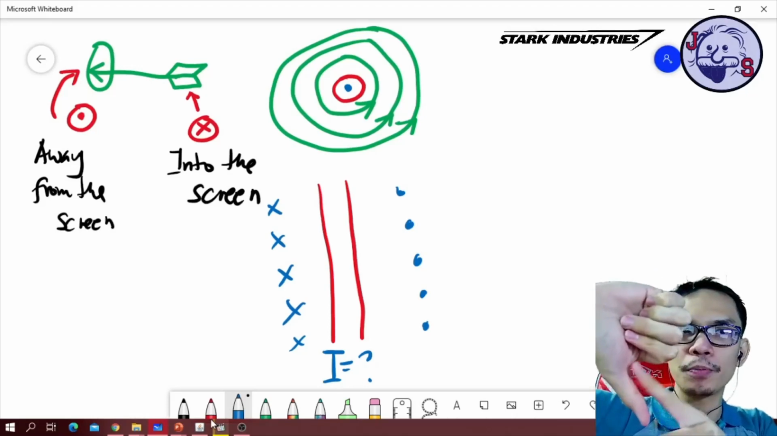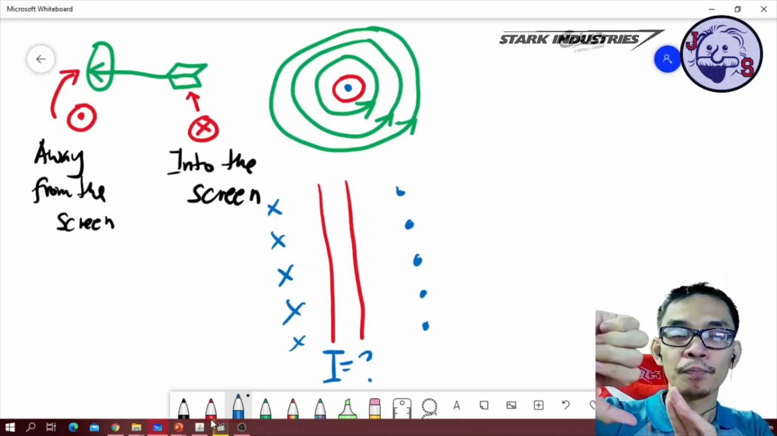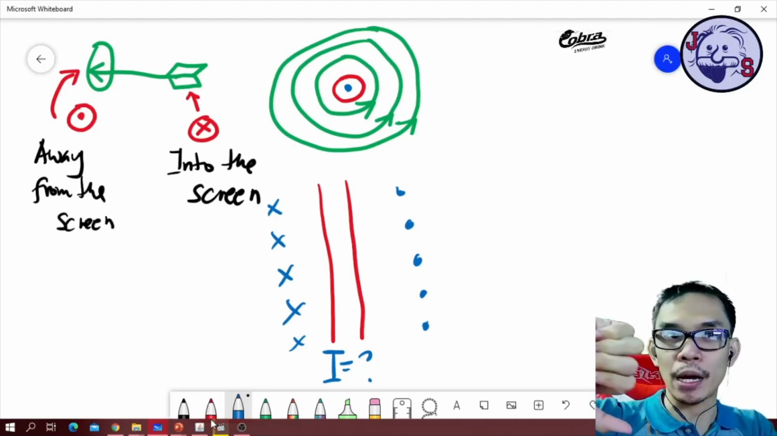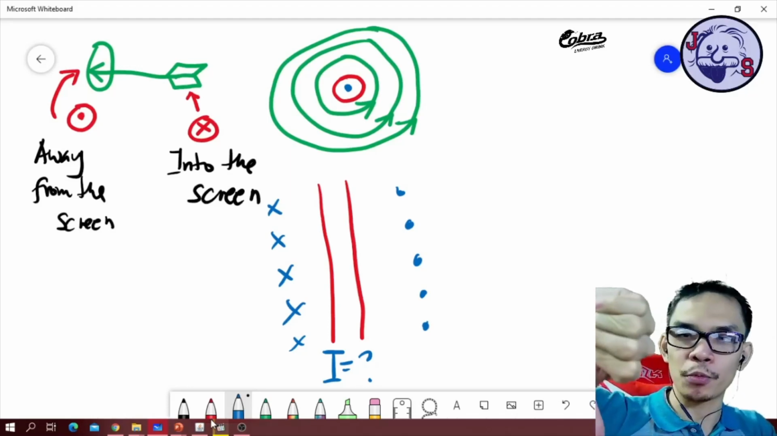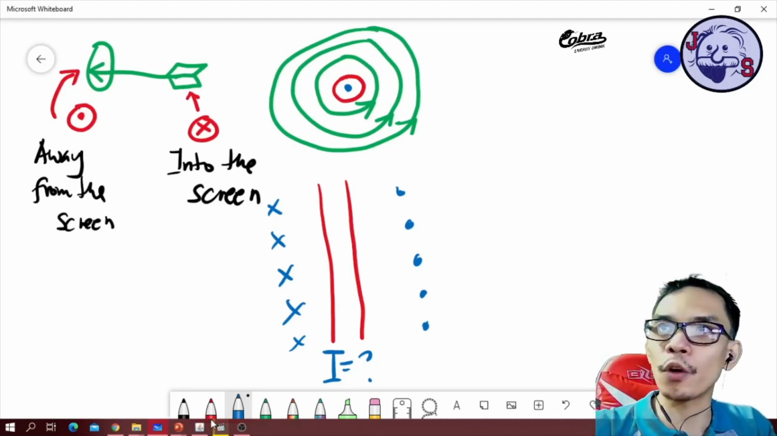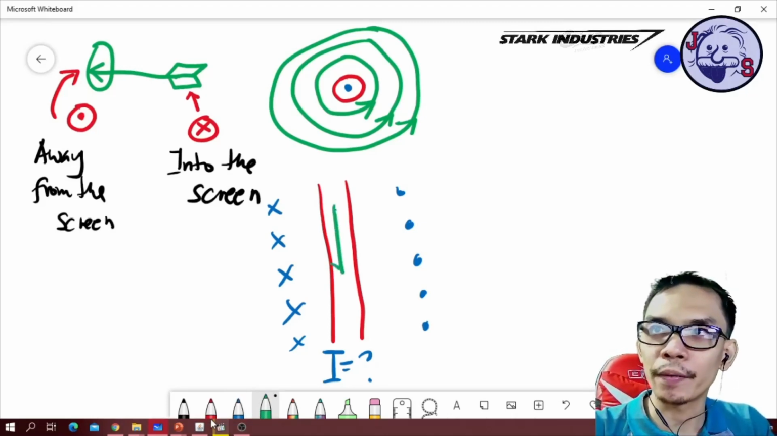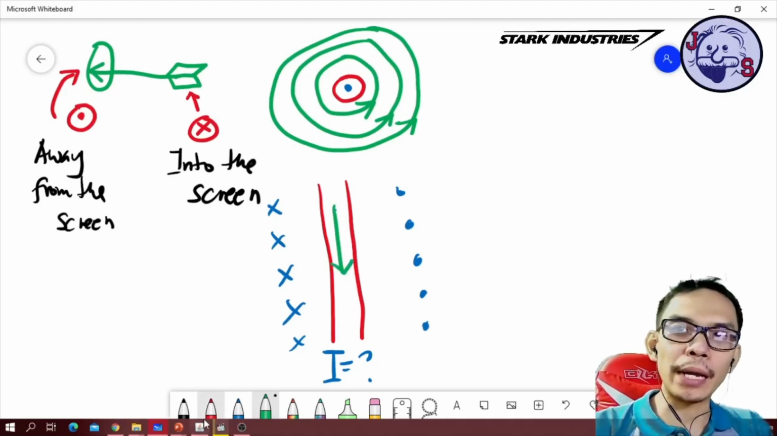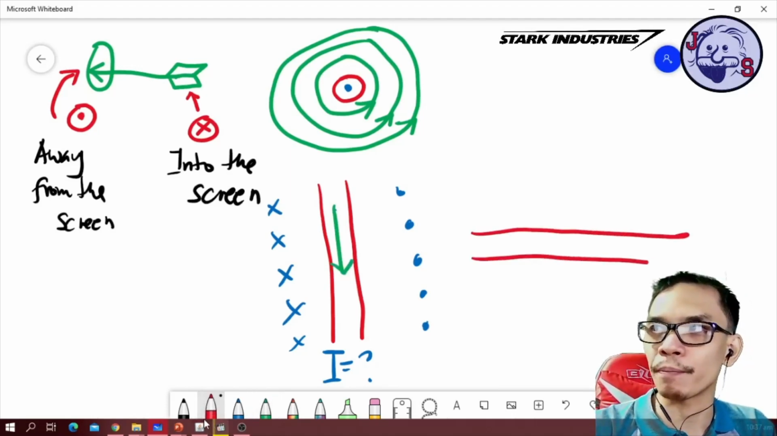So the current should move downward if you follow my direction. It points towards you and it moves down. So the current here is moving downward. Right. So another example, what about if the wire is in horizontal position?